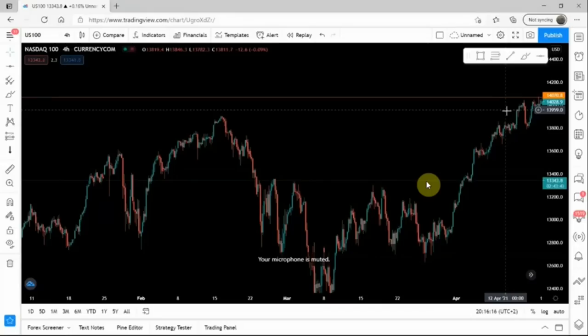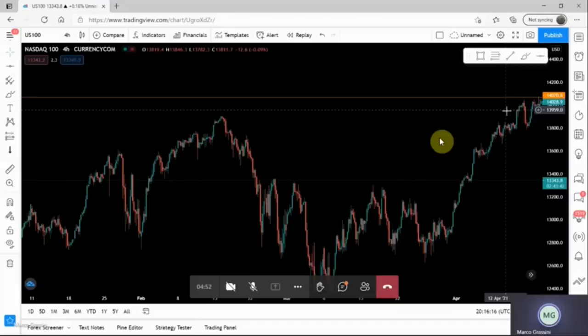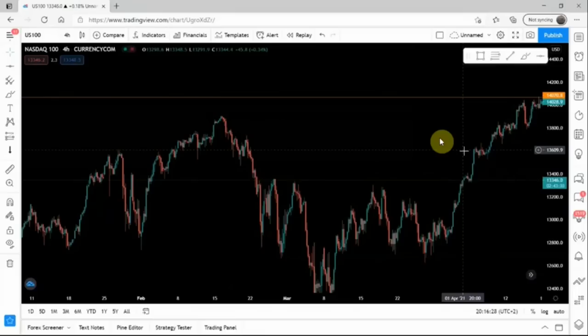We had the impulse, right? We had an impulse. We had a pullback. We had an impulse. What are you thinking is going to happen now? That is going to drop. We're going to probably have a reversal because we've had an impulse, a reverse, and now an impulse, right? So we're basically looking for a reversal. Right? Yes.